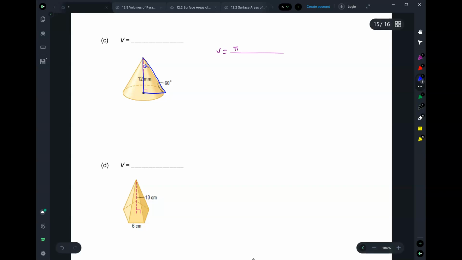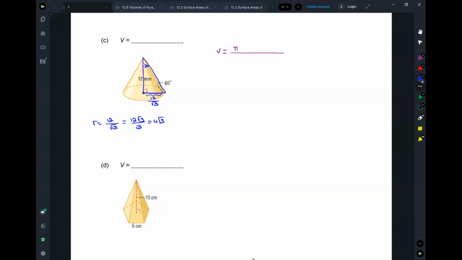So if this is 60, this is 30, that means this R is the short leg, right? The short leg times root 3 is 12, okay? So this is 12 over root 3. So the radius is 12 over root 3, which is 12 root 3 over 3, 4 root 3.